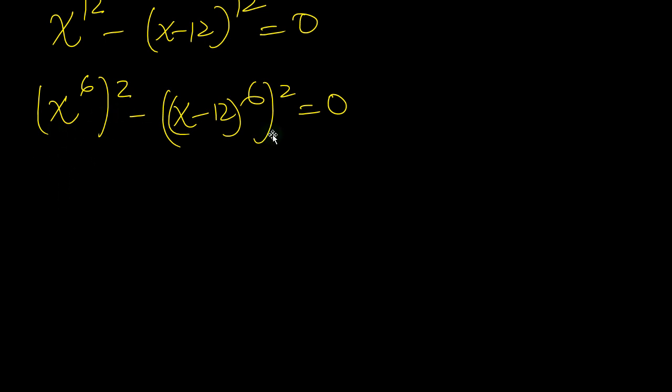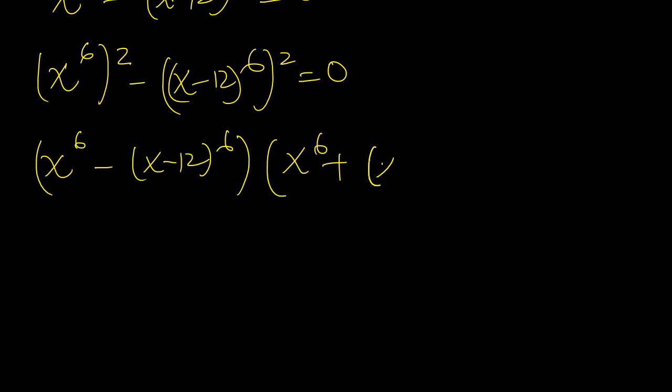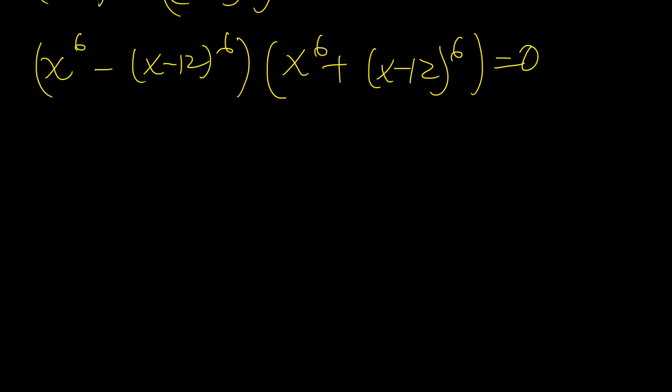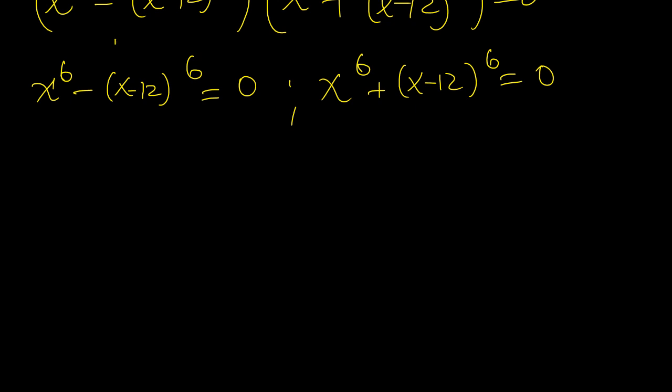Now we're going to apply the identity here. So this is (x to the 6 minus (x minus 12) to the 6) multiplied by (x to the 6 plus (x minus 12) to the 6), and this is equal to 0. So now we have that x to the 6 minus (x minus 12) to the 6 is equal to 0, and x to the 6 plus (x minus 12) to the 6 is equal to 0. Let's say this is case 1, and this is case 2.